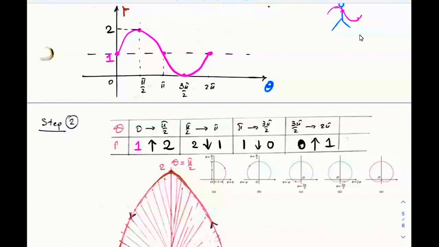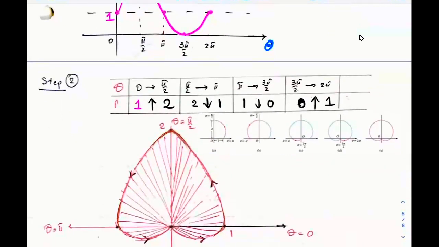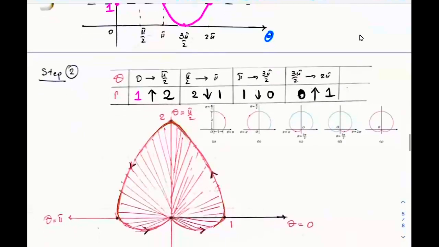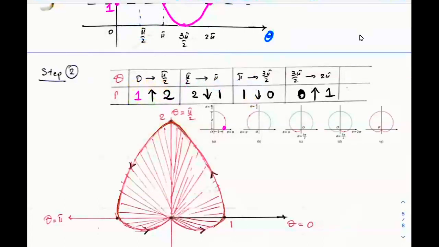So here's the idea. We're going to try to plug in some points. So 0 to pi over 2. Let's think about this. This is theta equals 0. This is theta equals pi over 2. And what happened to the r? The r is going to increase from 1 to 2. When theta equals 0, r is 1, so it's going to be this point over here.